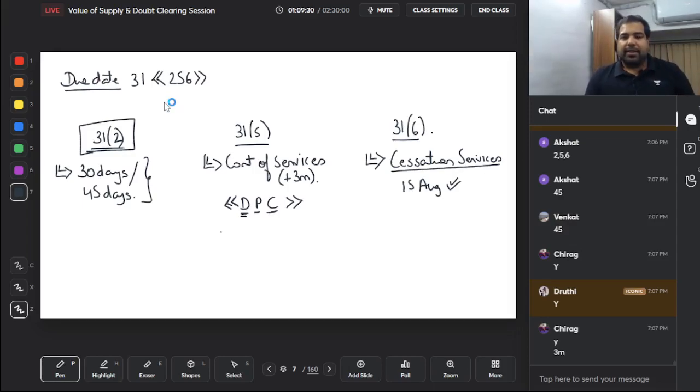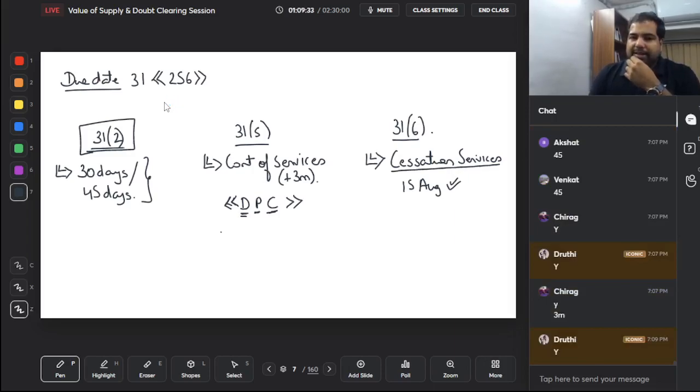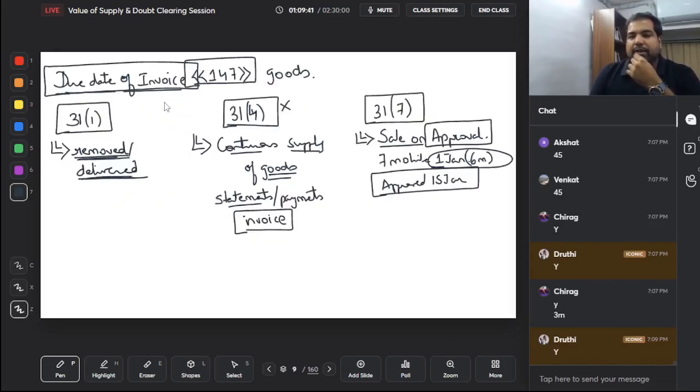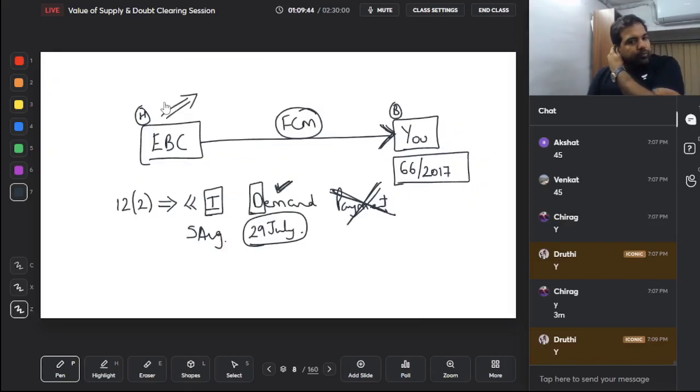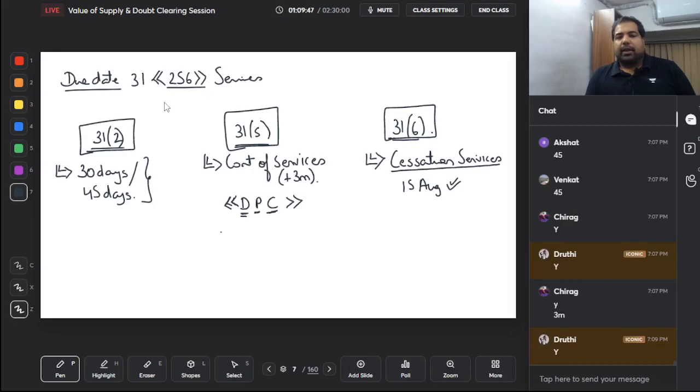Guys, let's check and let's see. 31.2, 5 and 6 are the due date for invoice of services, and 1, 4 and 7 is for goods. 2 says that within 30 days and 45 days, please issue the invoice after you give your services. So we have relaxed time of 30 and 45 days. If it's continuous supply of services, then look at DPC. In that order, yes, in that order. First look at D, if not P, if not C. And 31.6 says that if you're ending the services, then whenever you end the services, that time should be the time of supply.